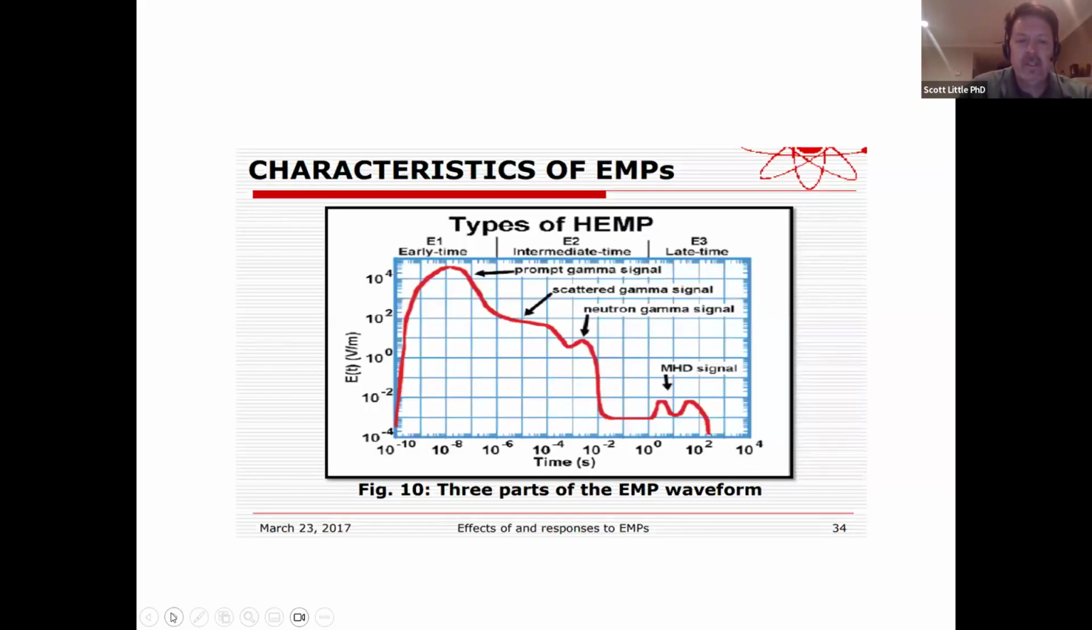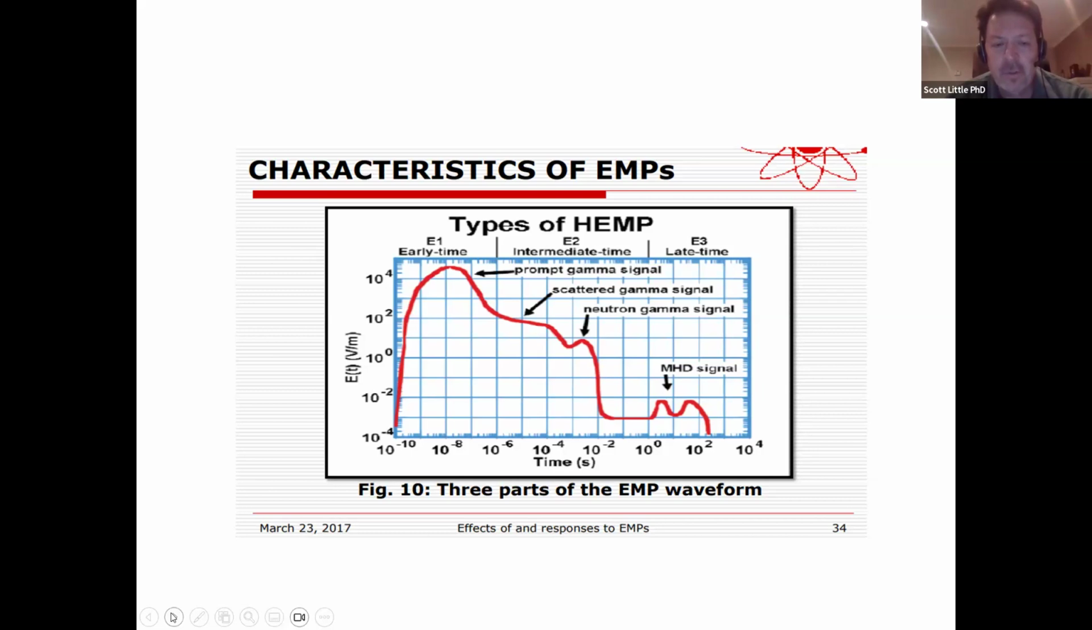Okay, so let's look at categorizing some of these. The types of HEMP, it's not a plant, that's actually high altitude EMP. That's what that stands for. But if you start over at the left, we have what's called the E1, that's the early time, and you're in less than a second, like 10 to the negative 10 seconds up until 10 to the negative 6 seconds. That's where you're getting a lot of gamma rays coming through.